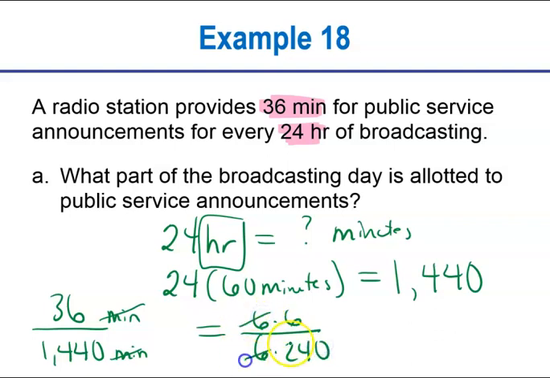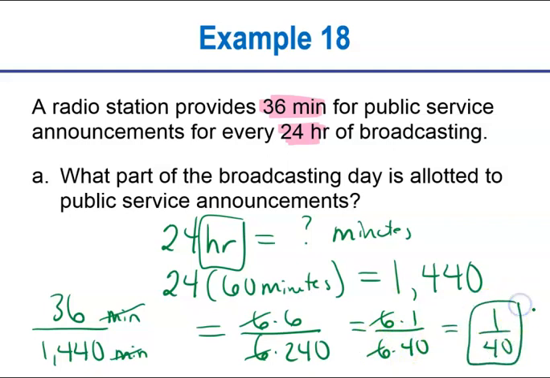Notice I didn't pick big enough. What numbers go into both of those? Hey, 6 go into both of those. So 6 I can write as 6 times 1. 240 I can write as 6 times 40, can I? And then the 6's cancel again. So my answer is 1 out of 40.